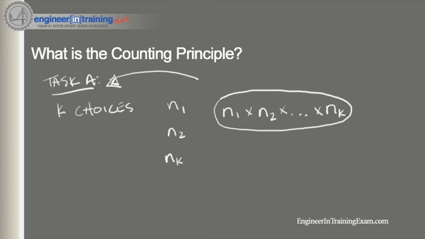So let's illustrate this using a quick example. So let's say that we walk up to a restaurant and we see that they have a special that includes a sandwich, a soup, a dessert, and a drink. So we can have a sandwich, which comes also with a soup. We get a dessert, and we can get a drink.